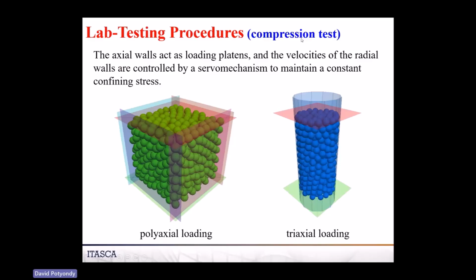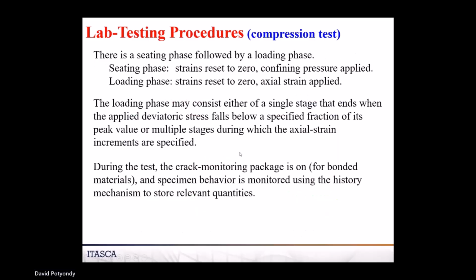So here is the compression test. You can do it in a polyaxial cell, or you can do it in a triaxial cell. There are 2 phases, just like in a real test. You have to apply the initial confining pressure and get everything in equilibrium. That's what I call the seating phase. After that's done, you're going to reset all the strains to 0. And then we're going to do the loading phase, where you start to apply axial strain.